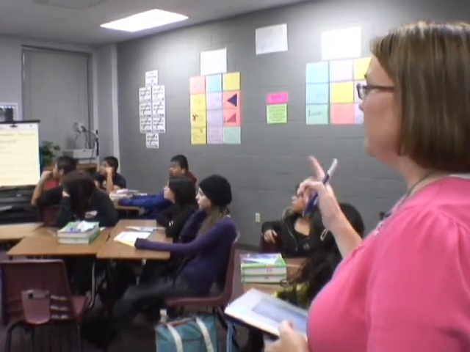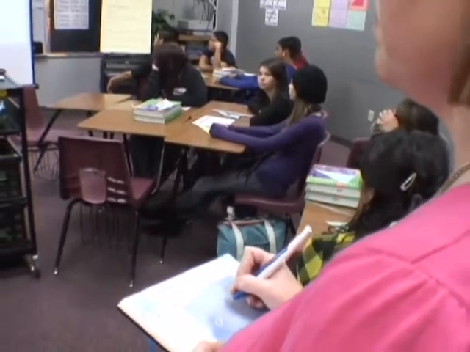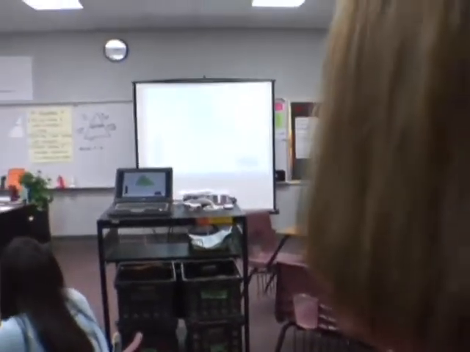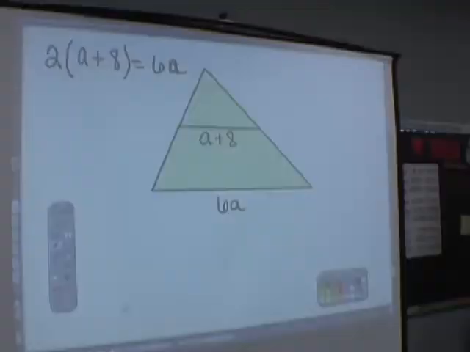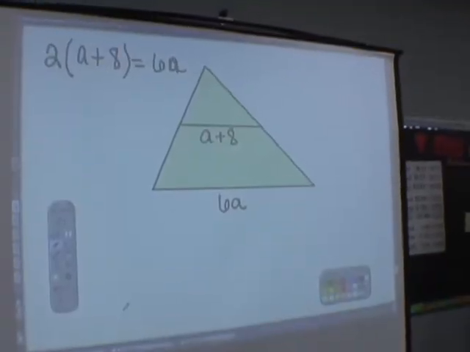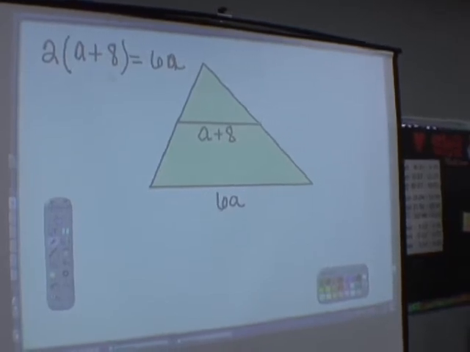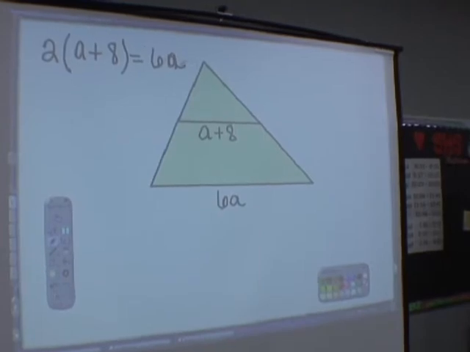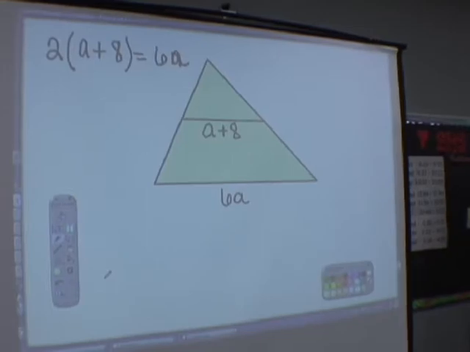Looking at my mid-segment properties, I know that the mid-segment is half of the base. So in my mind, I think if it's half of the base, then if I have two of the mid-segments, it has to equal the base. So now I've brought it to an algebra problem and I know how to do algebra problems.